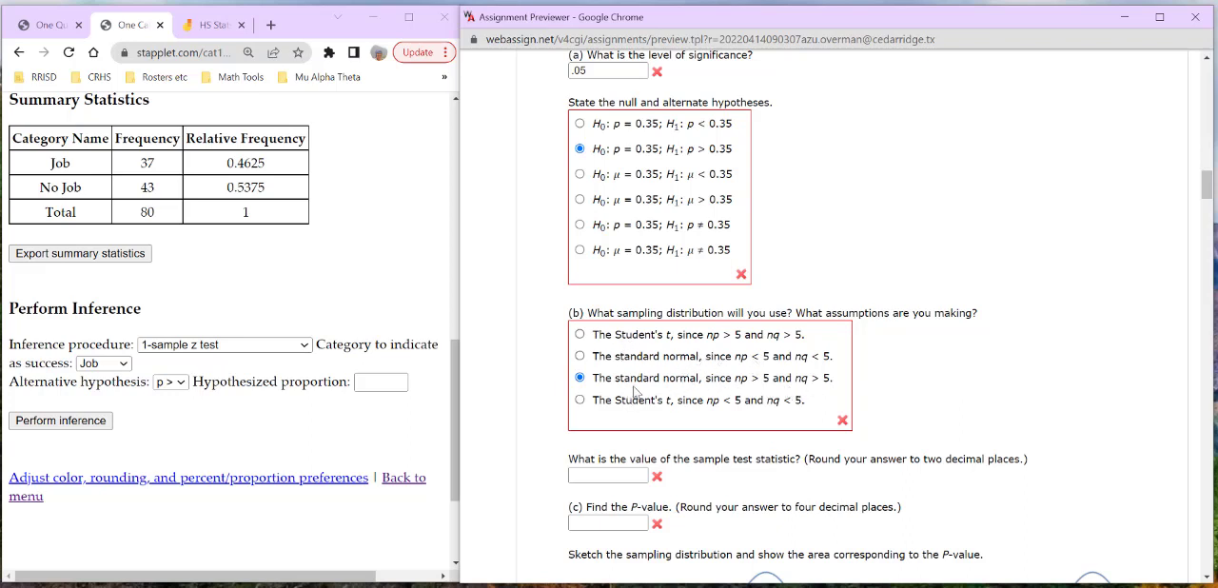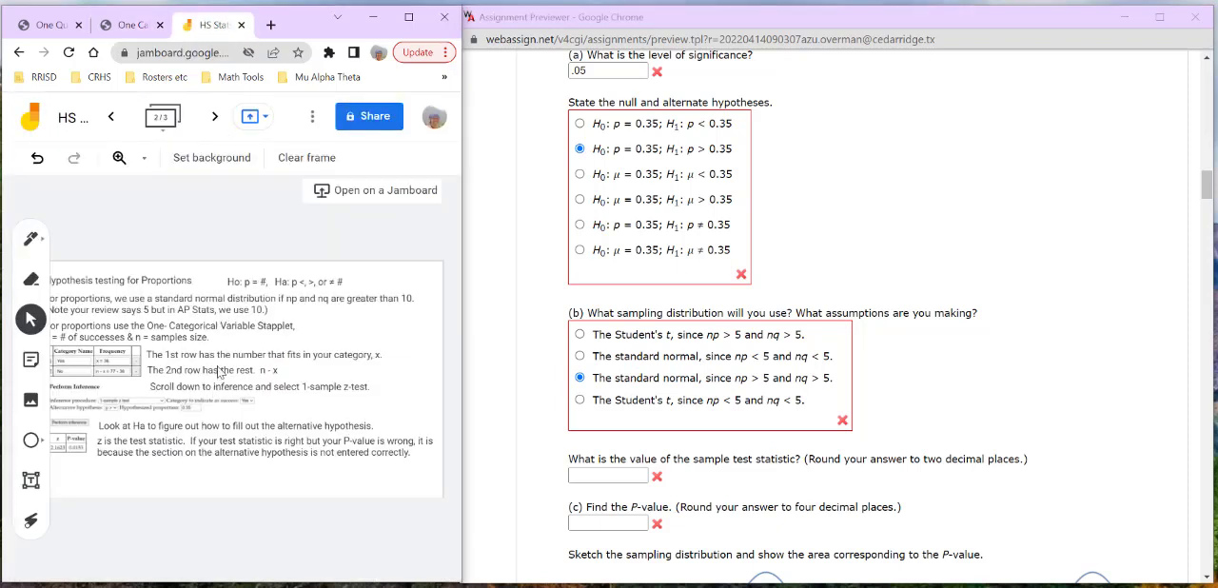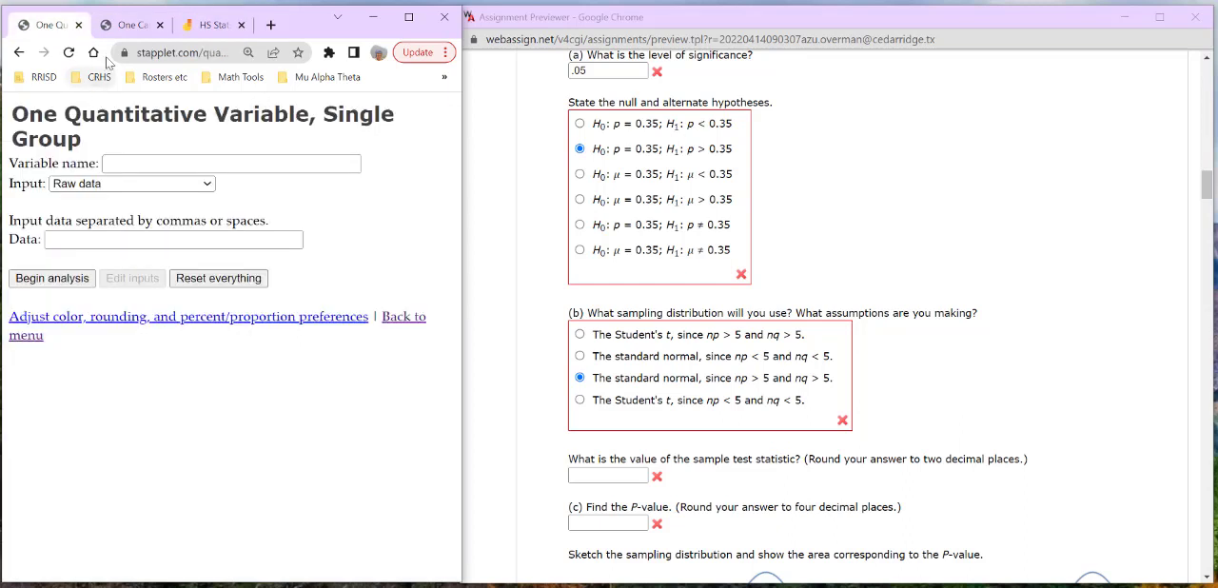And just make sure you have the right distribution. If you look at the Jamboard, I don't think I listed it. Basically, if np and nq are greater than 10. It says 5, but in AP Stats we use 10, so you'll see either one of these numbers. We use a standard normal, so you can see there's the standard normal. This is proportions.